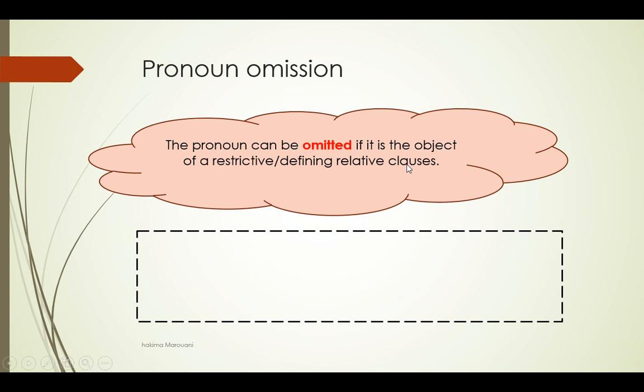Okay, so for example, this is the book that Mary wrote. Here, the book is an object. It is the object of what? It is the object of the restrictive clause, that Mary wrote. Mary wrote what? She wrote the book. So the book here is an object.